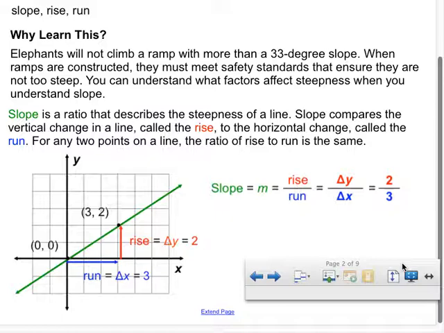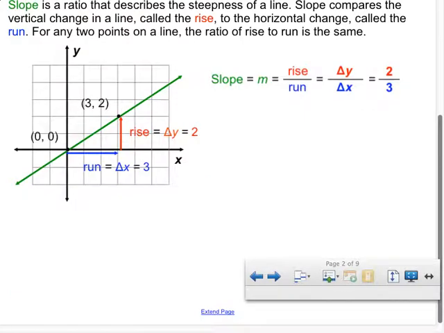So here we have a line drawn in the coordinate plane. And let's take a look at this. So we have the, what do we call this point right here, 0, 0? We have the origin. They give us that point. And we have another point. And this coordinate is 3, 2. So the x coordinate is 3, and the y coordinate is 2.